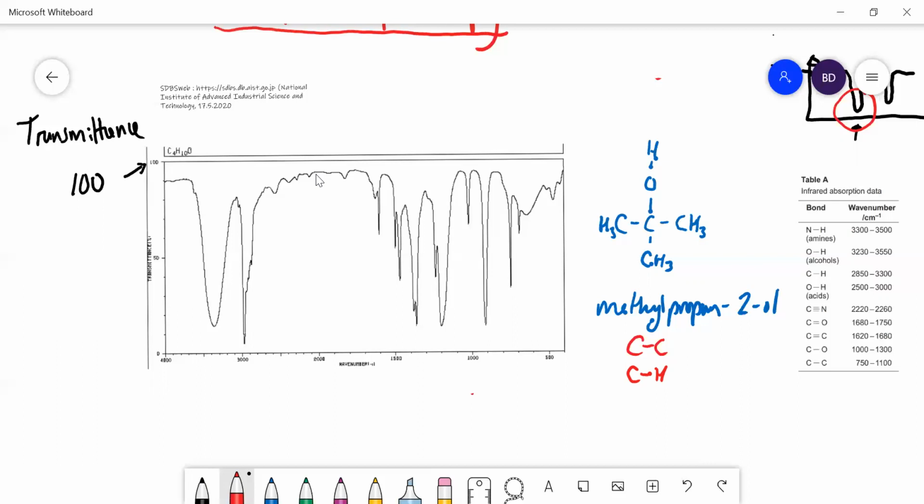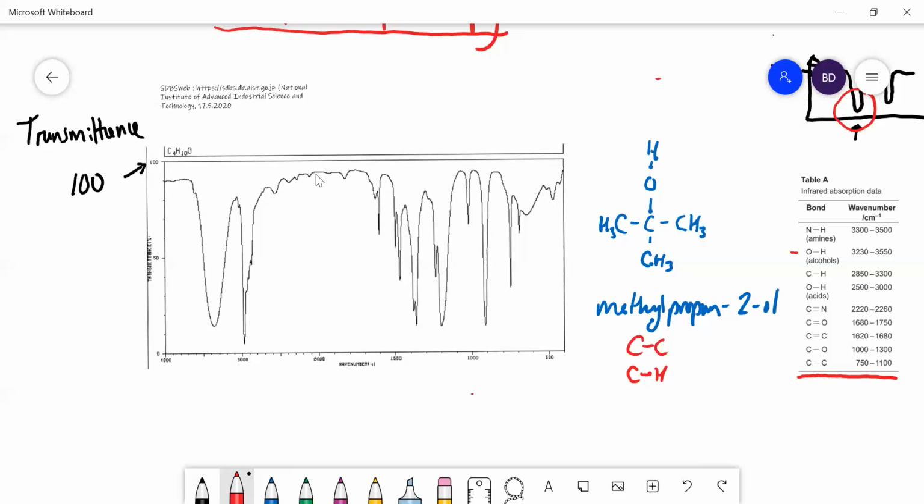Now here, you are given this on the back of your periodic table in the exam, so you don't have to remember any of this. And it tells you which bond corresponds to which wave number. So N-H in amines is quite far to the left, around 3,000, yeah, 3,300 there. Alcohols, which is what we've got here. Now you can see it says between 3,200 and 3,550.